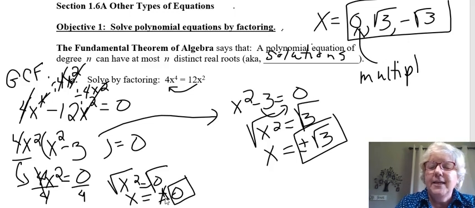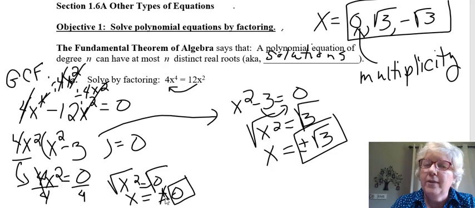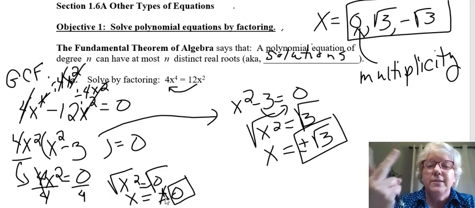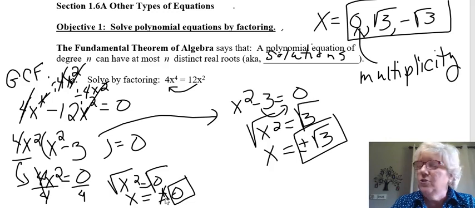Multiplicity stands for how many times a number is used theoretically as an answer. So for big hardcore mathematicians, they would say 0 would have been used twice. So it's like saying your answers would have been 0, 0, square root 3, negative square root 3. For our purposes, you do not have to write 0 twice.